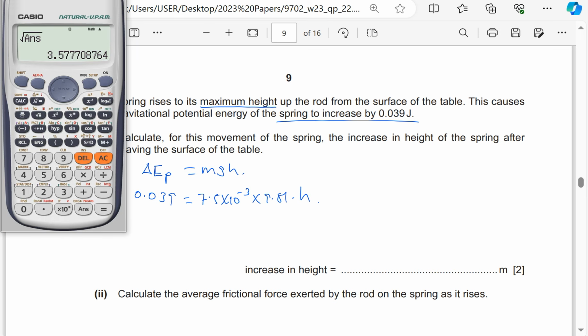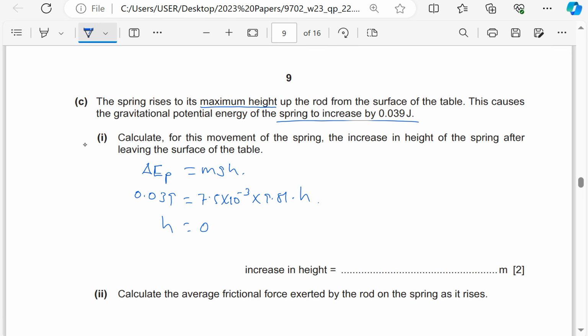I'll just check my calculator. 0.039 divided by open brackets 9.81 times 7.5 exponent minus 3. So this is 0.530 to three significant figures. So h is 0.530 meters, or 0.53 meters.